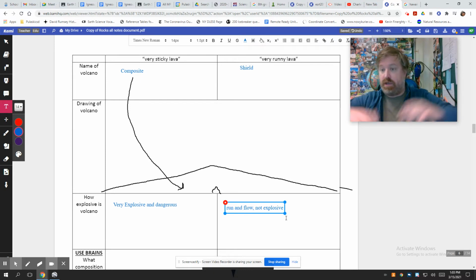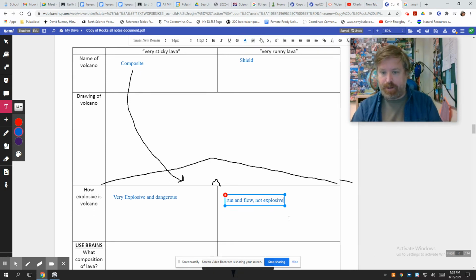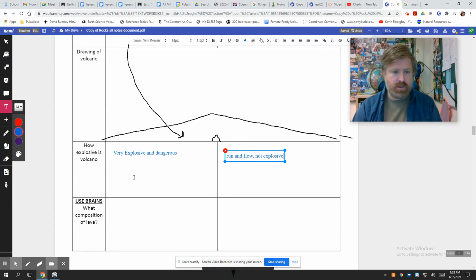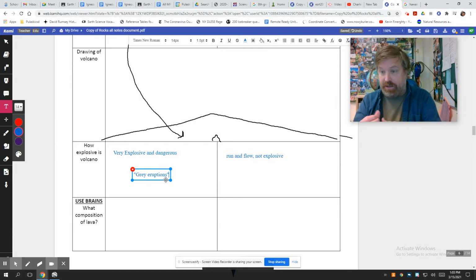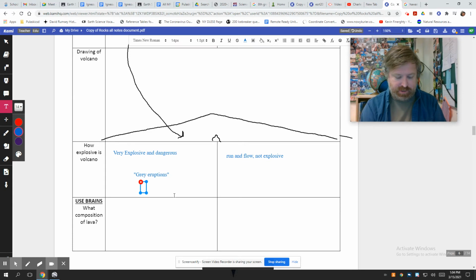It's not going to be this explosion of pyroclastics, and that's the big difference. They'll call these gray eruptions. It looks like ash, and it is volcanic ash, but it's rock. It's finely grained rock, essentially. Very, very hot, and if that gets in your lungs, it's bad news.